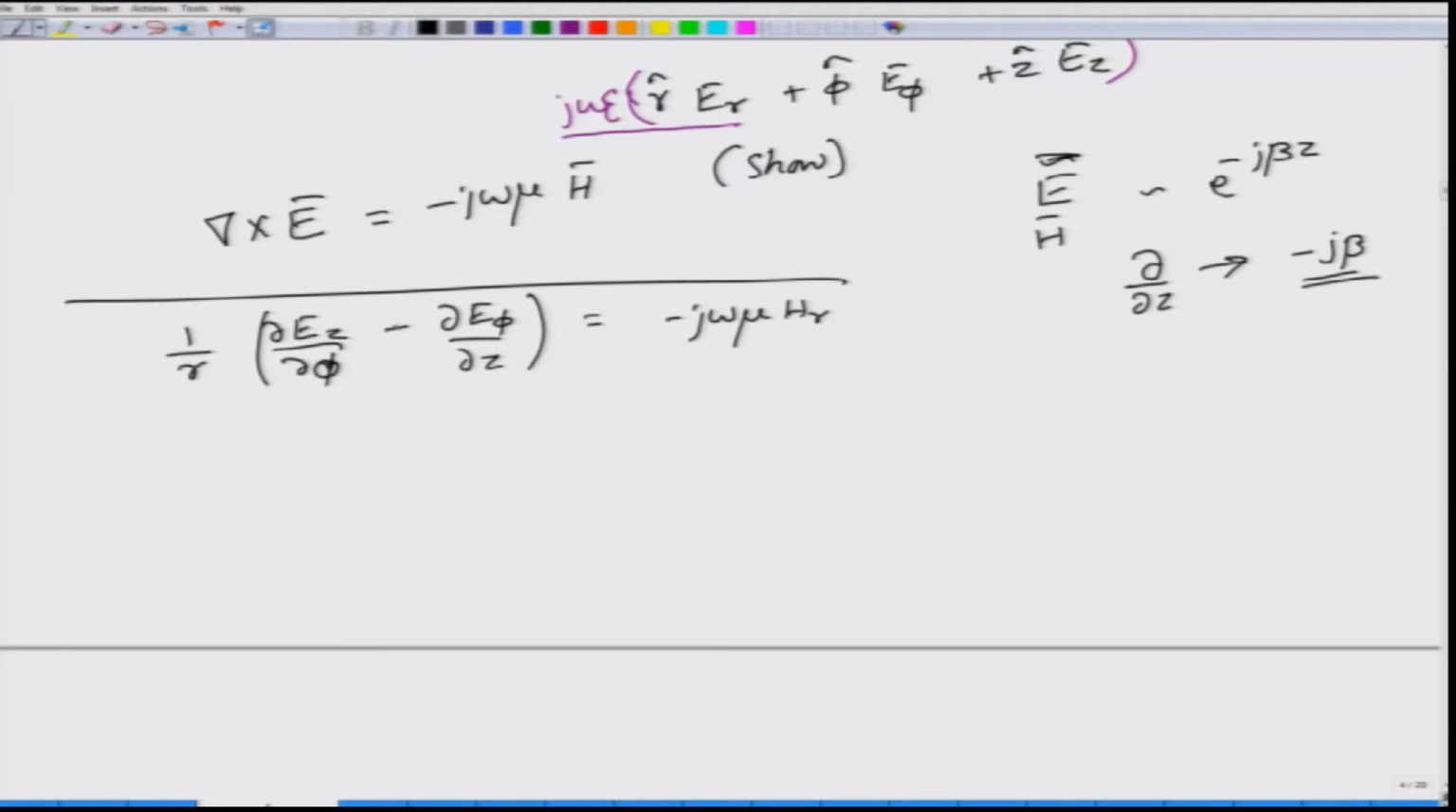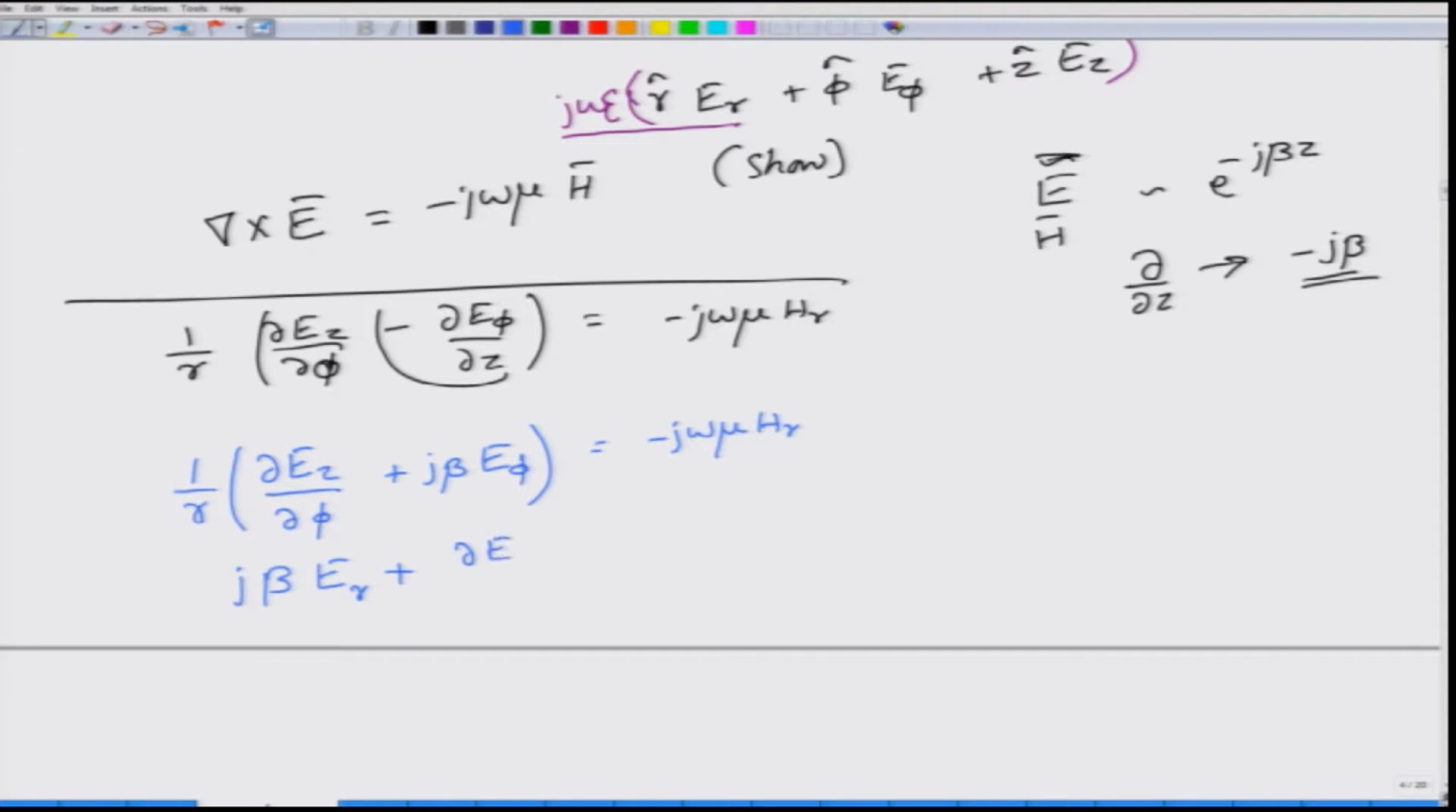So, in the place of this minus del E phi by del z, I can write minus j beta times E phi. So, this part can be rewritten. So, I can rewrite this equation, I will write down here in the blue, maybe just to show the difference. You get del Ez by del phi plus j beta E phi, this whole thing is equal to minus j omega mu HR. We do this simplification in other places as well. So, the next equation that I get will be the phi term, which is j beta Er plus del Ez by del R should be equal to j omega mu H phi.